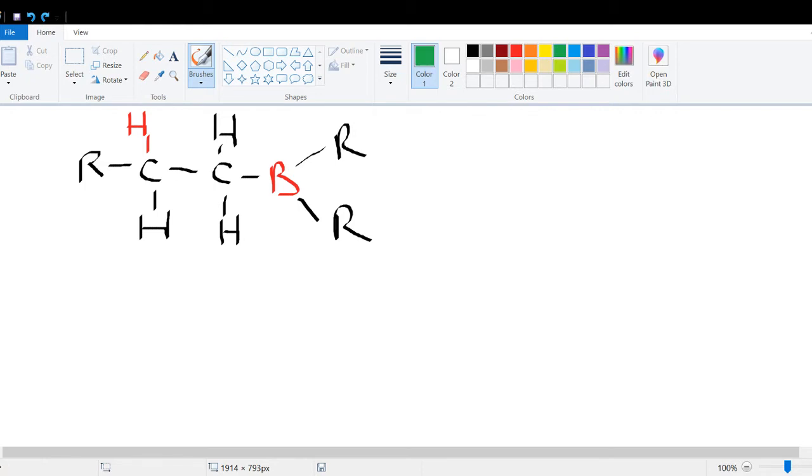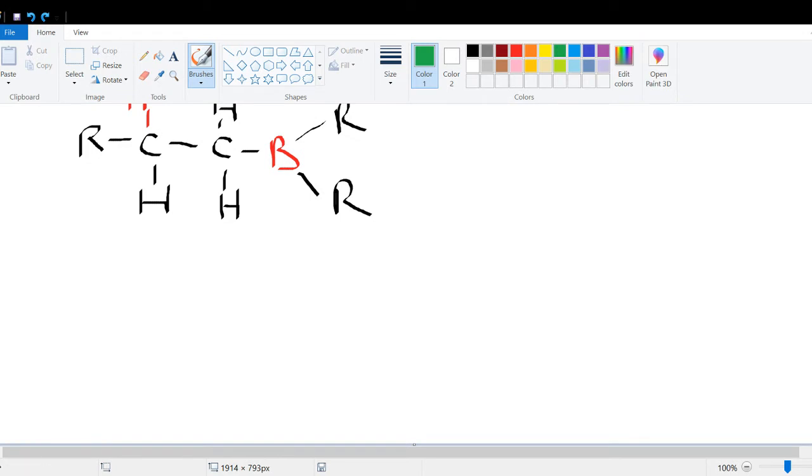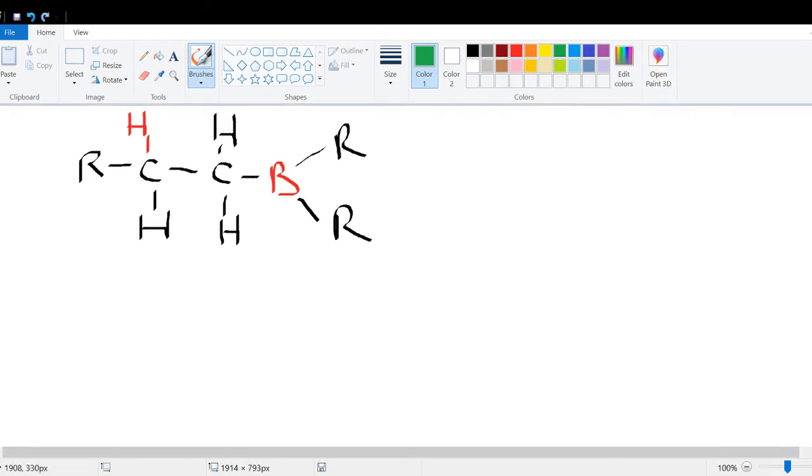But now what you end up with is that, and that can attack the boron, because HO2 minus is a good nucleophile.